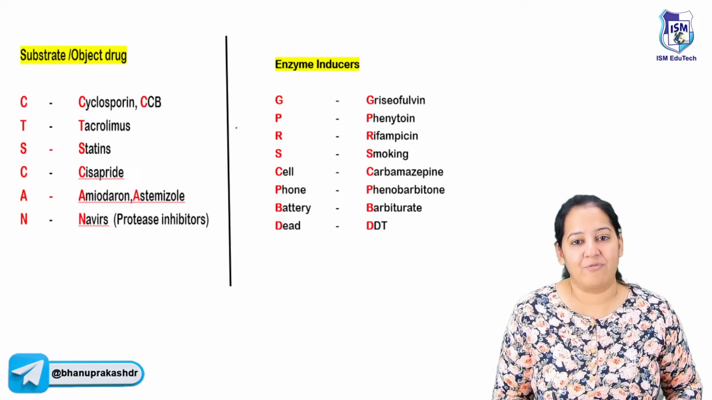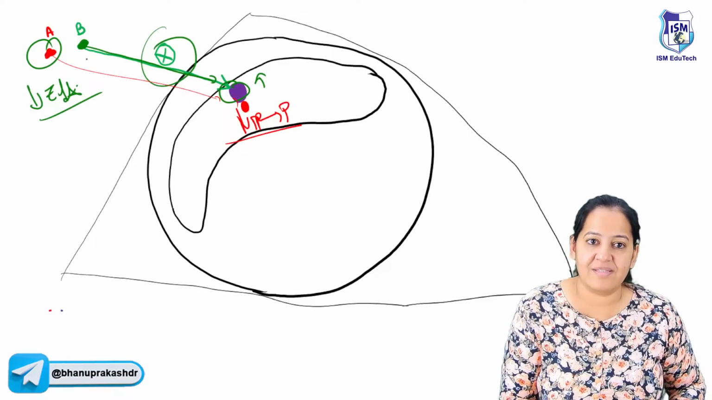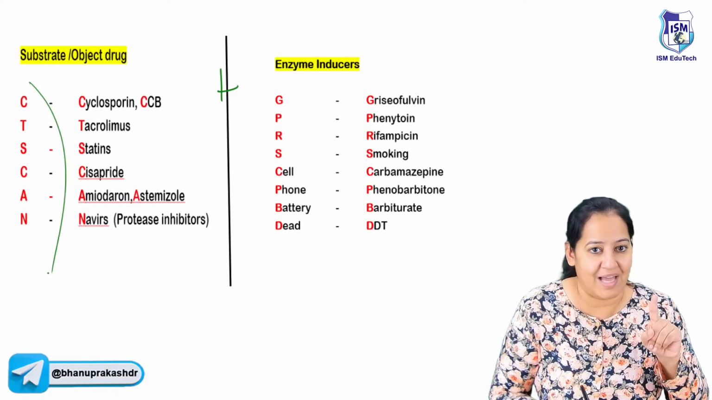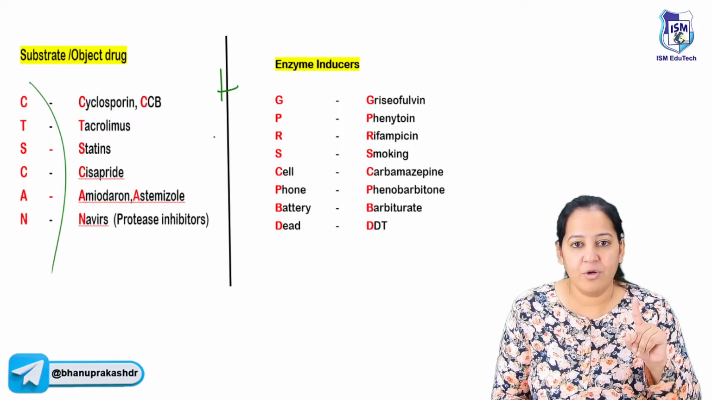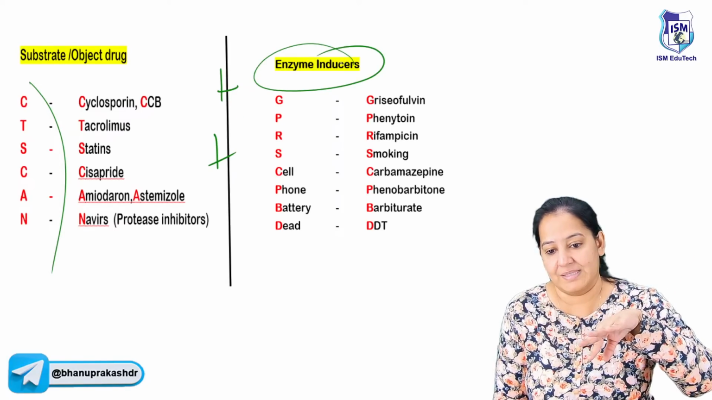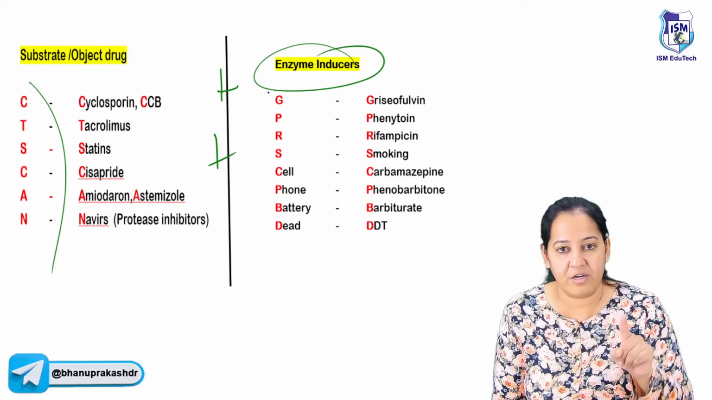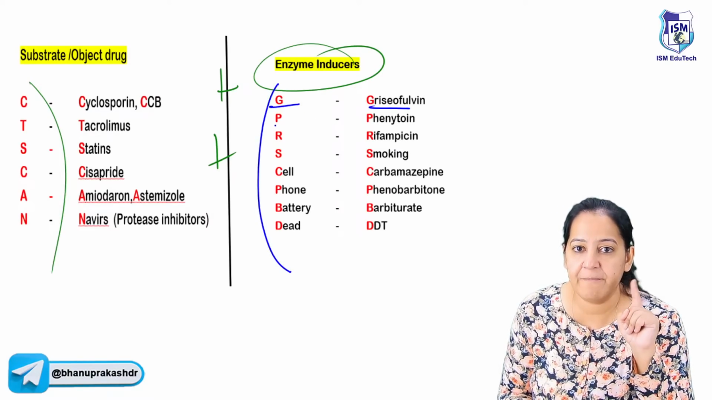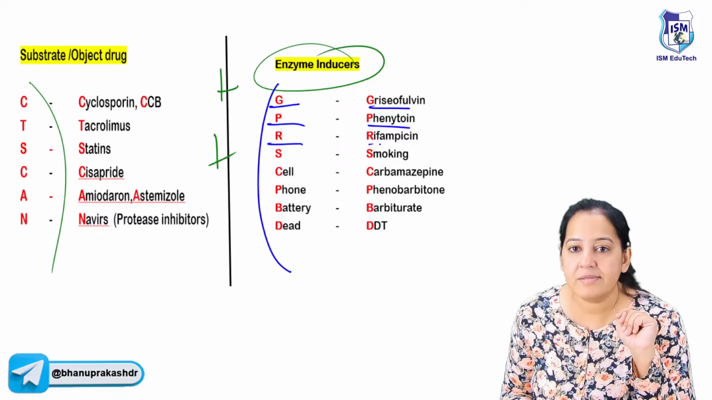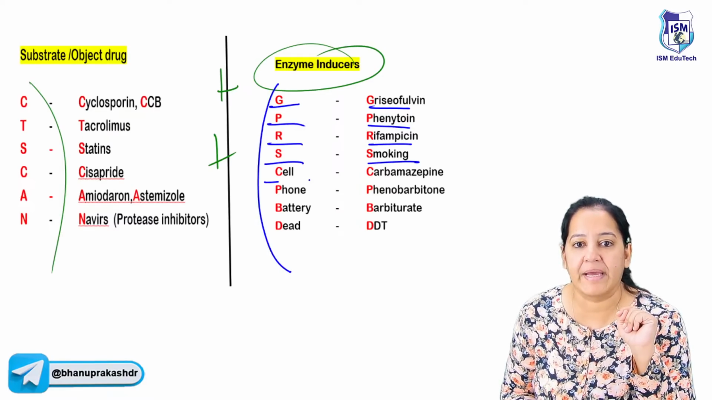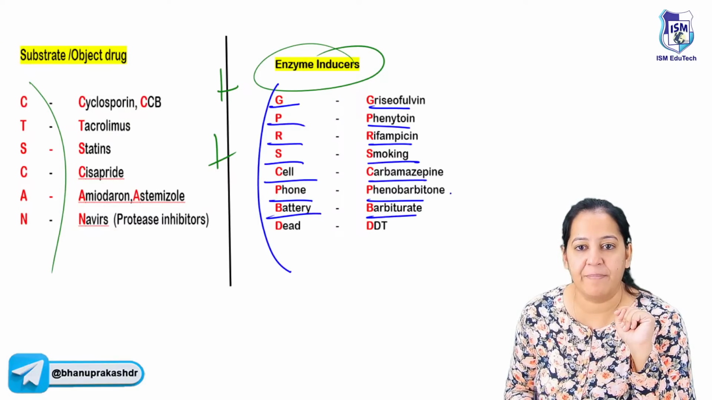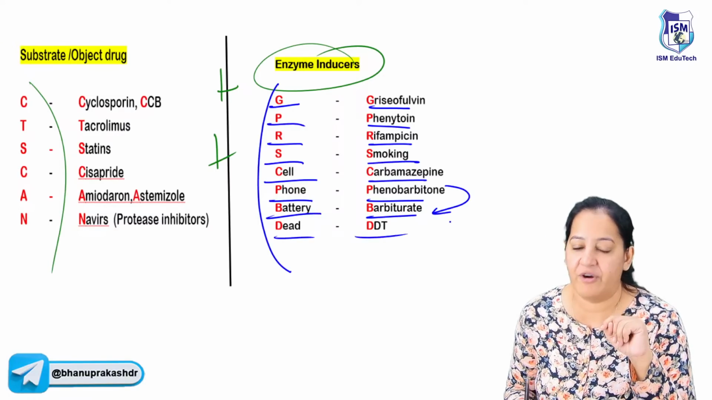So again, you have to learn the same combination. The substrate drugs are the same. Drug A is the same, but B is changing this time. So again, CT scan. The substrate is CT scan only. This time you don't have to give CT scan with the inducers. The mnemonic of the inducer is in front of you. GPRS, cell phone battery dead. So GPRS: G stands for griseofulvin, P for phenytoin, R for rifampicin, S for smoking, C for carbamazepine, P for phenobarbital, B for barbiturate, which is one of the phenobarbital only, and D for DDT.